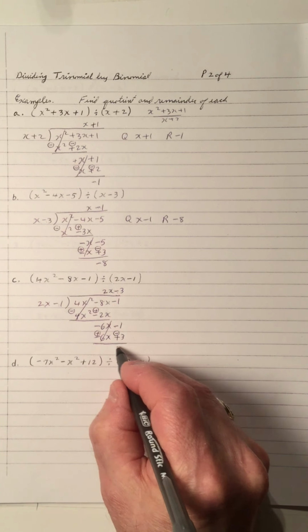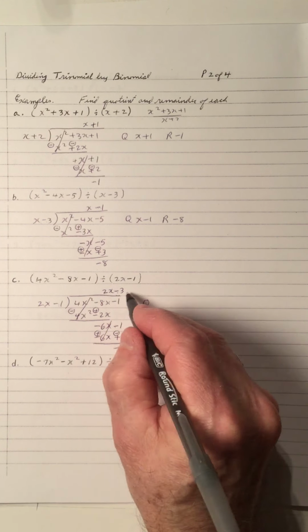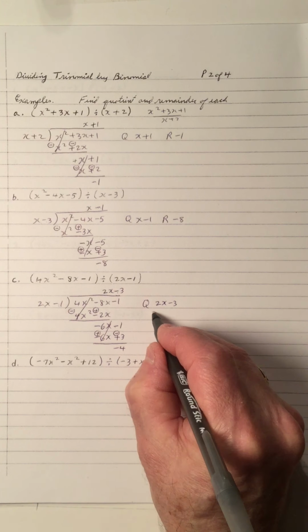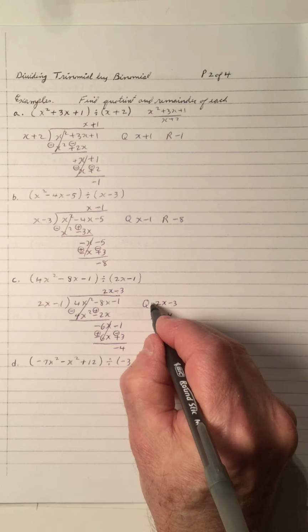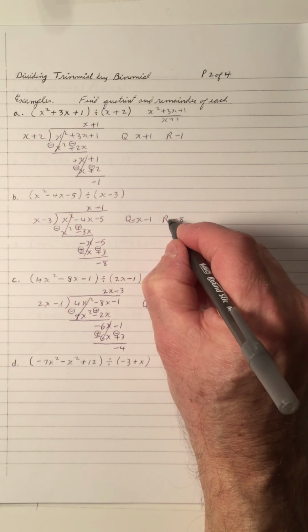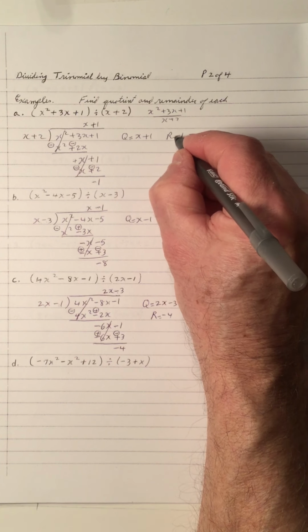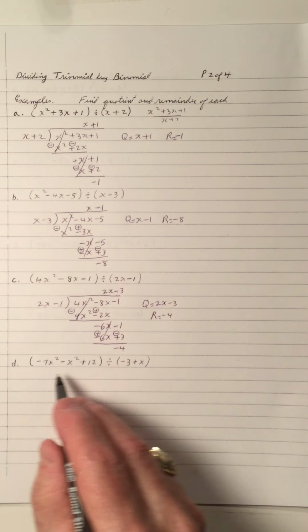Negative 1 subtract 3 is negative 4. So my quotient, my answer, is 2x minus 3, and my remainder, put it right here, is negative 4. So I could put an equal sign between those if I want. It doesn't make any difference as long as you don't get confused. The quotient is x plus 1. The remainder, make an equal sign, is negative 1. And D.